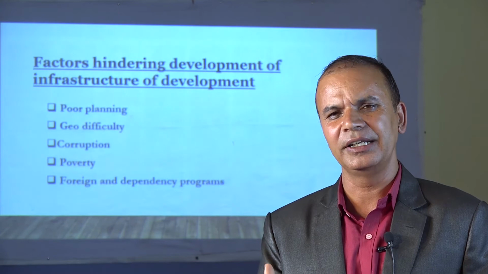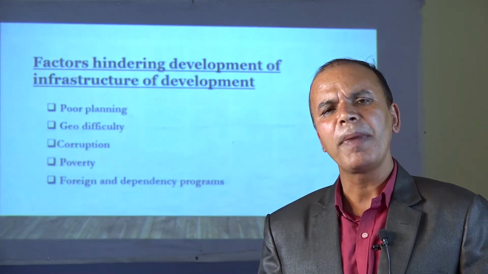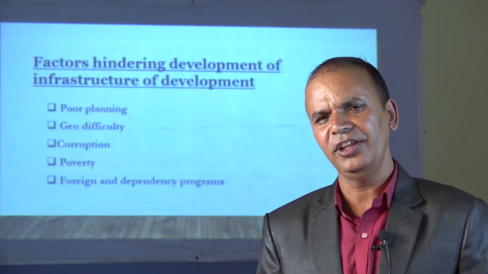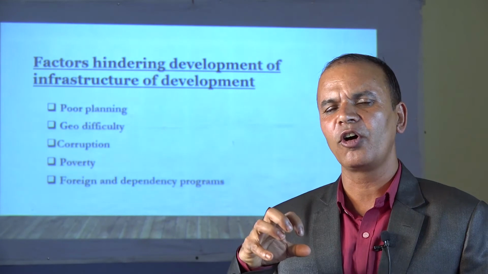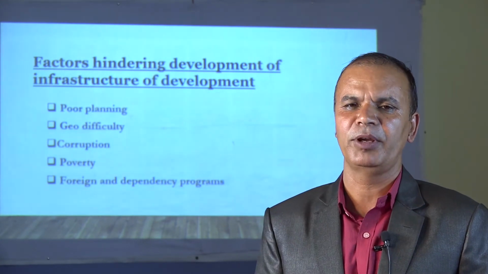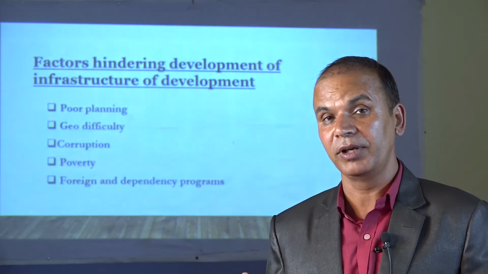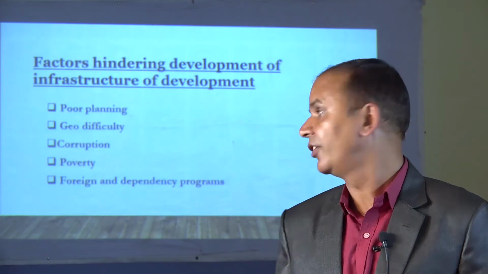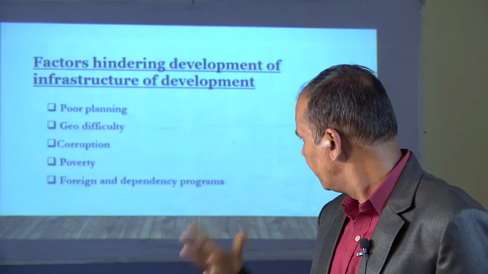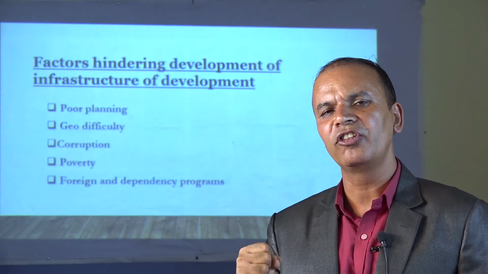corruption, poverty, and then the lack of far-sighted vision or political instability, these are the major causes of low infrastructure of development. We cannot run the development activity effectively. What are the reasons behind it? These are poor planning, geographical difficulty, corruption, poverty, and then foreign aid dependency programs.